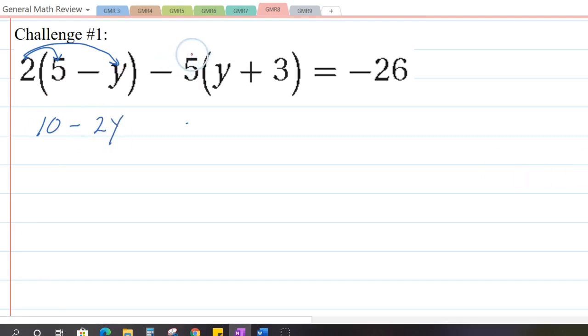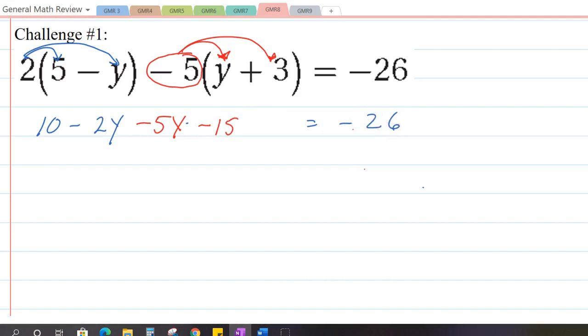Next, I'm going to distribute the 5, but it's not just a 5. It's a negative 5. Negative 5 times y, negative 5 times the 3. Negative 5 times y is negative 5y. Negative 5 times positive 3, negative 15, equals the negative 26.